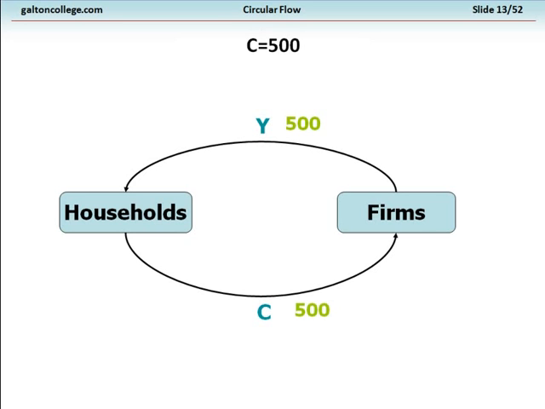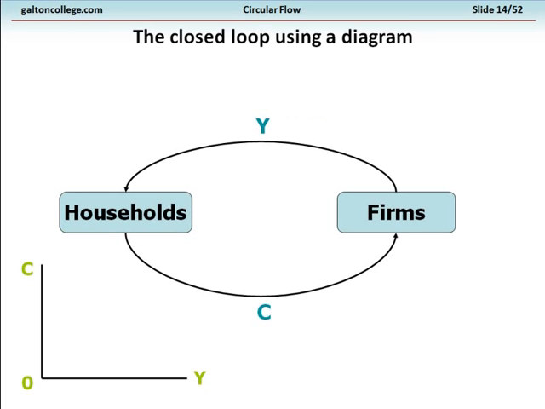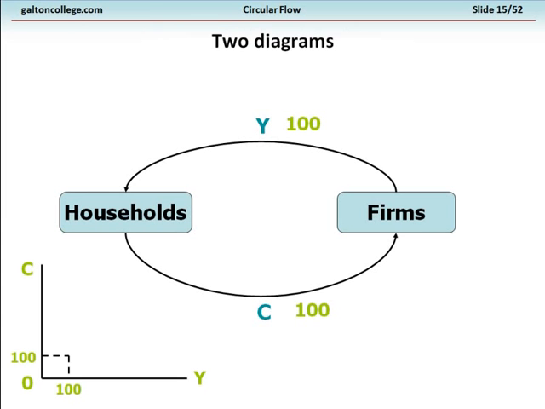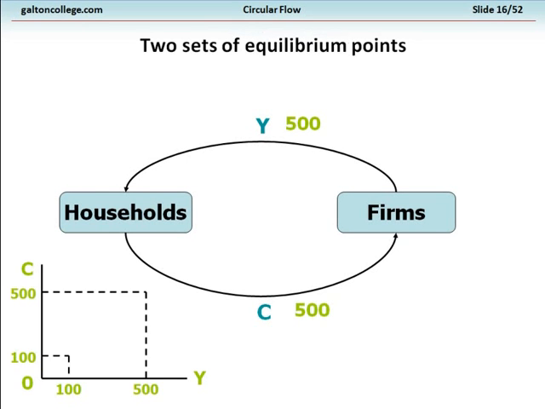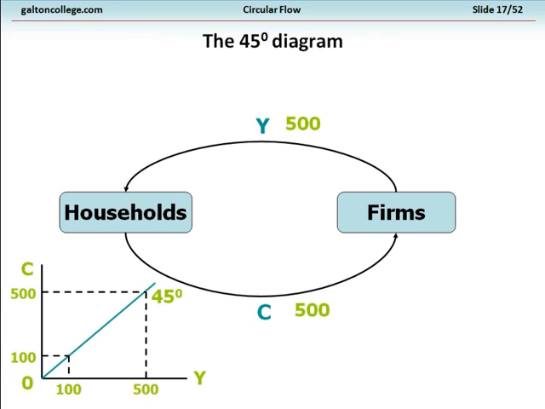So we can draw a diagram of this. If we put C, consumption expenditure, on the vertical axis and Y on the horizontal axis, we can draw a picture. For example, the one I did earlier, 100 and 100, we can plot it out there. We can graph it. 500 and 500, we can graph it. If you join all of those up, you will get a 45-degree line. And that's very important to us, because later we'll be dealing with something called a 45-degree diagram. So we got a diagram out of this.